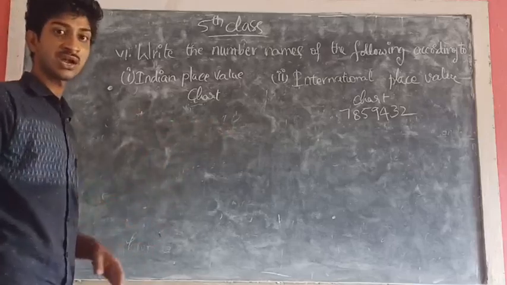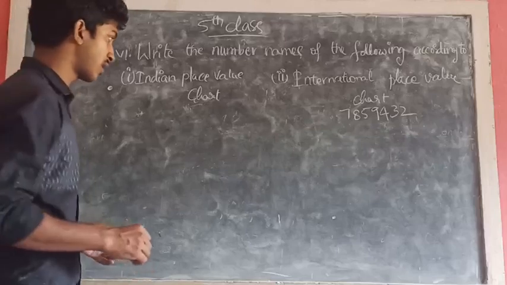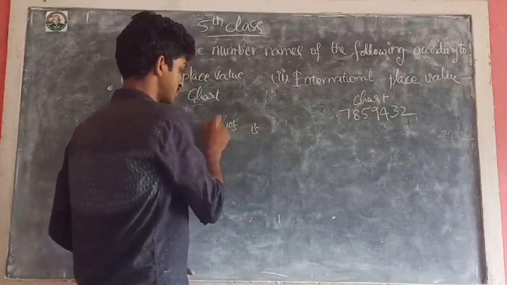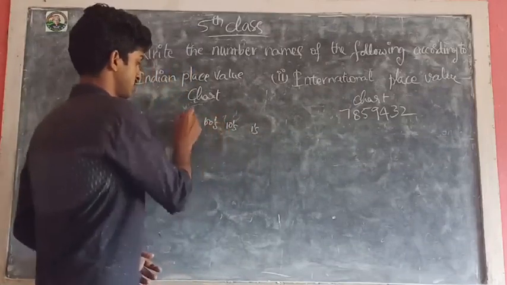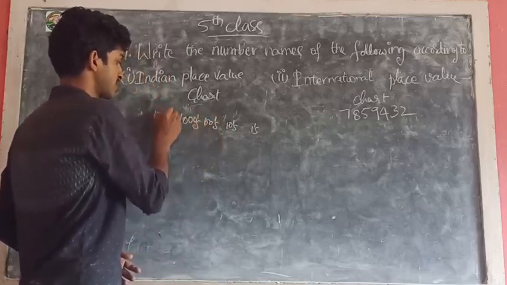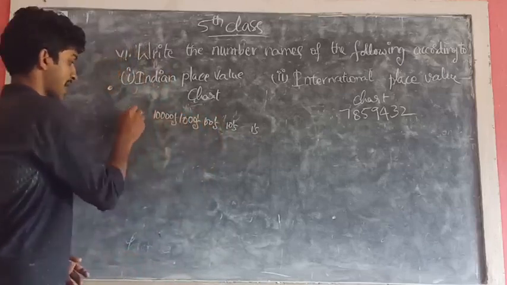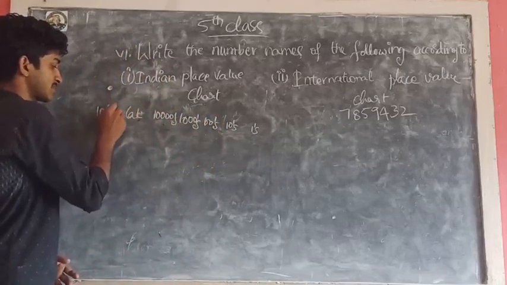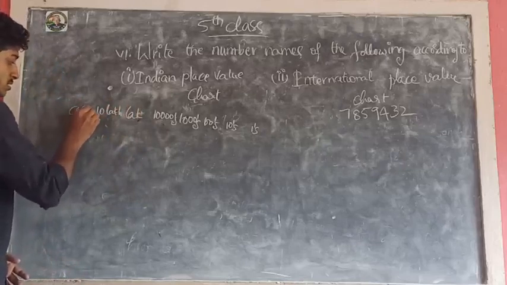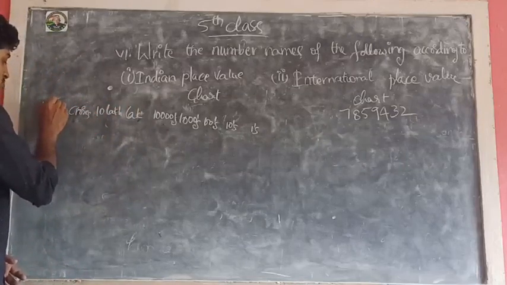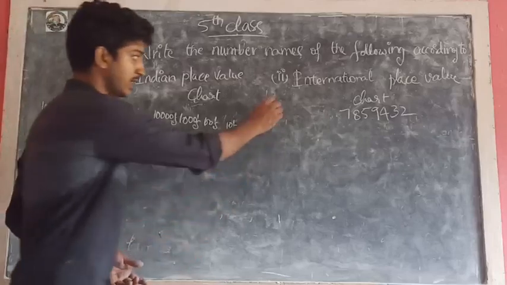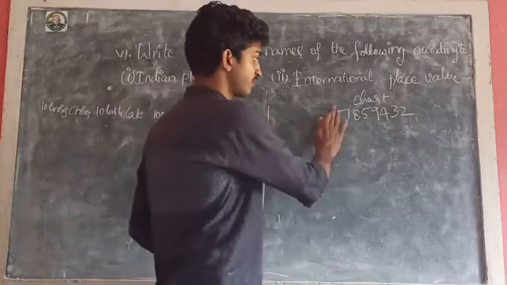In the Indian place value chart, the order of the places is ones place, tens place, hundreds place, thousands place, 10,000s place, lakhs place, 10 lakhs place, crores, 10 crores, and 100 crores.